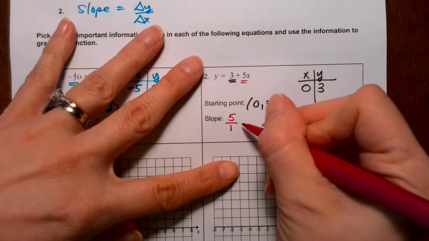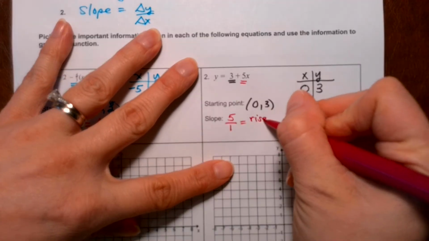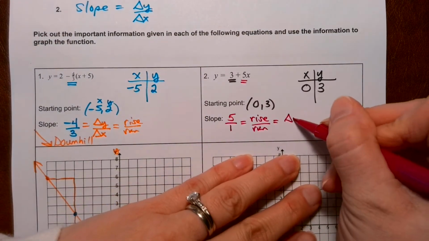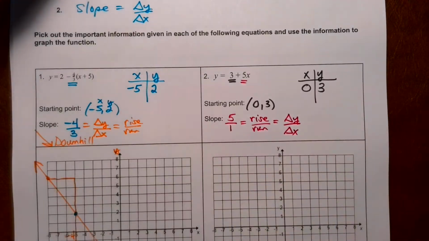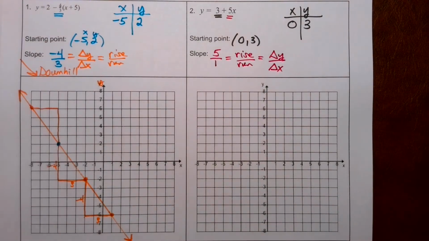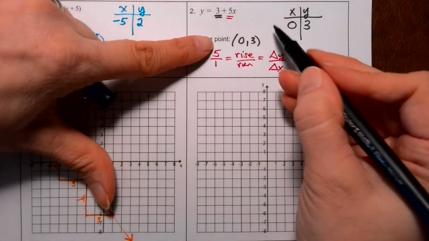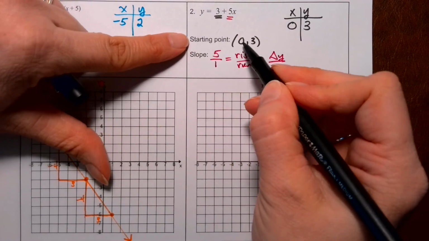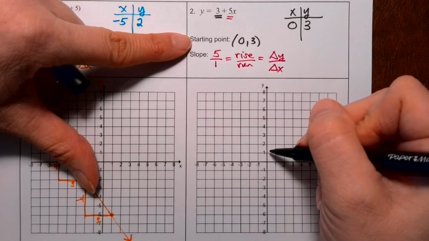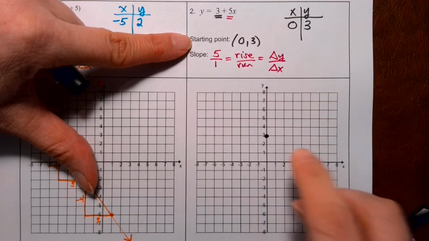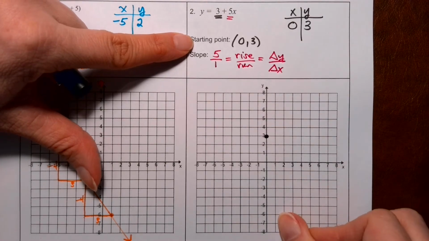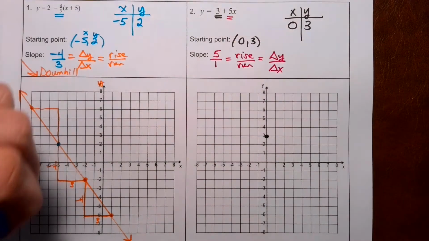So this would be rise up 5, and then run 1 to the right. Or you could say delta y over delta x. Now, where is that starting point on this graph paper? When you have the short version, the slope-intercept form, your starting point's always on the y-axis, 0, 1, 2, 3. The starting point has a 0 for x. That's the y-intercept, which made the equation nice and short.